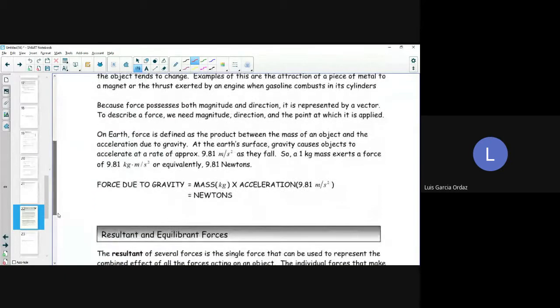So because force possesses both magnitude and direction, and is represented by a vector, to describe a force, we need magnitude, direction, and the point to which it is applied.